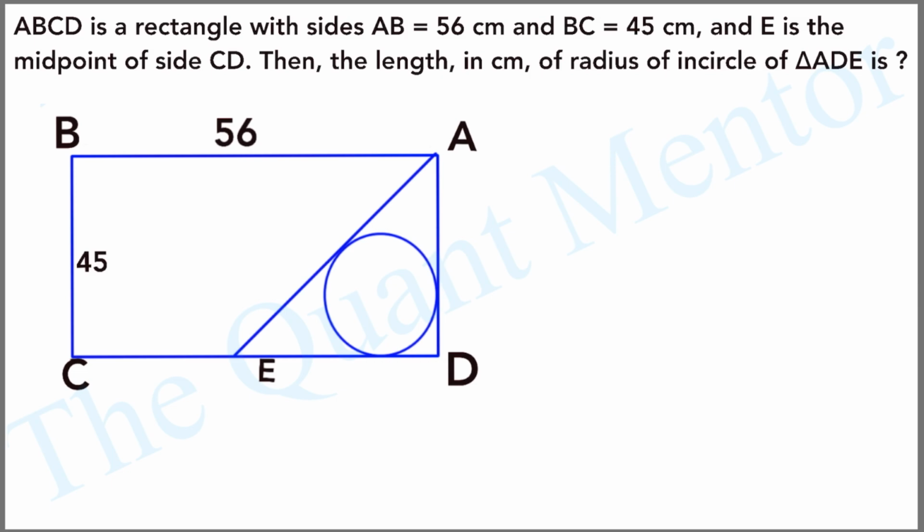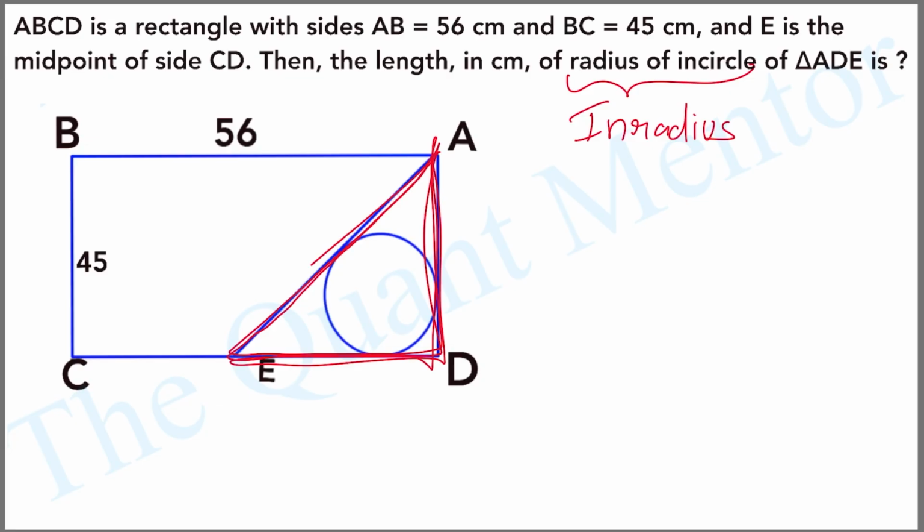The radius of the incircle is basically the inradius. So the question demands the inradius for the triangle ADE. For this triangle ADE, I need to find out the inradius. Alright, very simple question. There are multiple ways of approaching this though. The first few steps remain common.